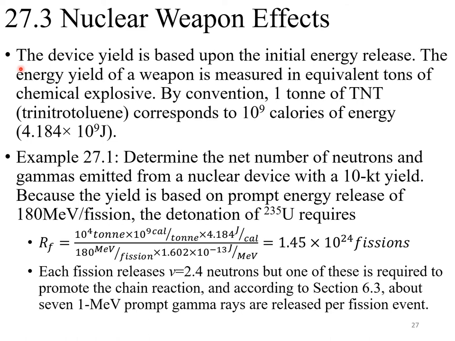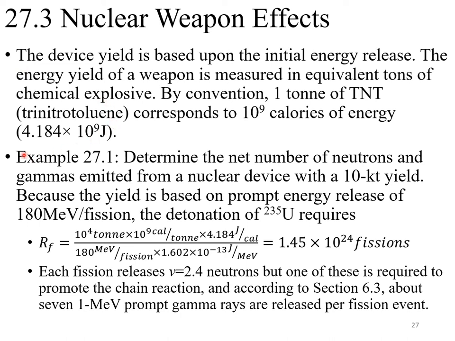The nuclear device yield is based upon the initial energy release. The energy yield of a weapon is measured in equivalent tons of chemical explosive. By convention, 1 ton of TNT, 1 metric ton of TNT, corresponds to 10^9 calories of energy. In joules, that is 4.184 × 10^9 joules. So let's look at an example.